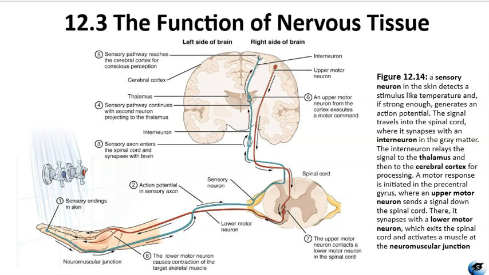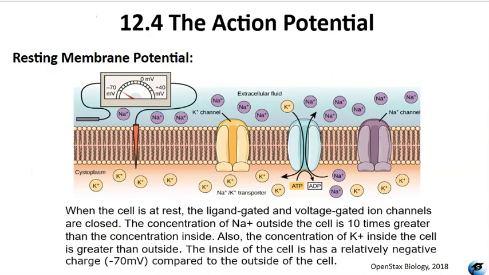After integrating the sensory information with other neural inputs, the brain initiates a motor response by sending a command back to the spinal cord. The motor pathway involves two neurons: the upper motor neuron, which originates in the cerebral cortex and synapses in the spinal cord, and then the lower motor neuron, which extends its axon from the spinal cord to a skeletal muscle. At the neuromuscular junction, the signal causes the muscle to contract, completing the body's response to the original stimulus.